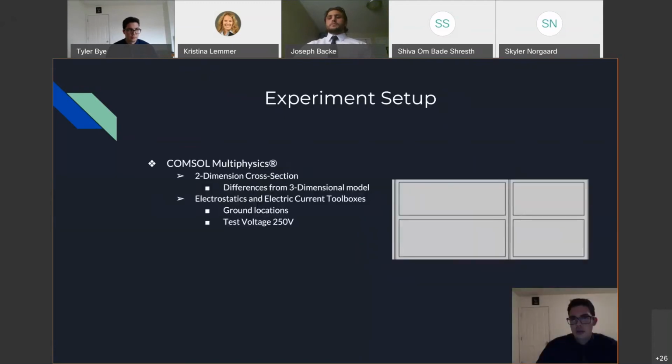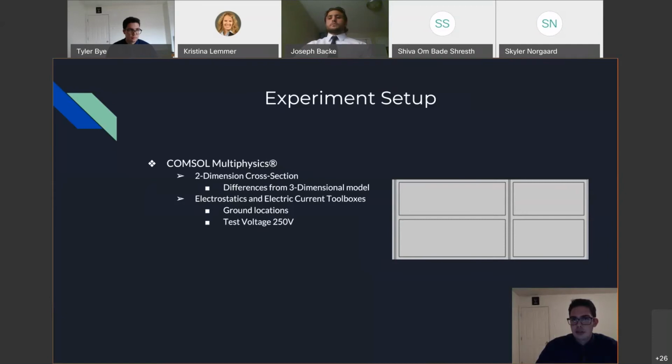The experiment was conducted within COMSOL Multiphysics. We chose to use a 2-dimensional cross-section instead of a 3-dimensional design because of the symmetry of the confinement cage design. One difference that does need to be noted for a 3-dimensional model is that there would be space surrounding the Hall effect thruster. While this is ignored in the 2-dimensional model, the space surrounding the Hall effect thruster would have low conductance, which would be in favor of the confinement cage simulation.